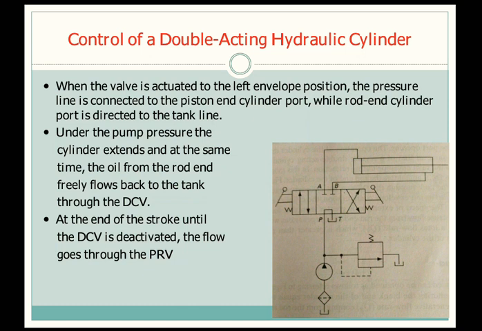Under the pump pressure the cylinder extends, and at the same time the oil from the rod end freely flows back to the tank through the DCV. If there is any oil present in the rod end, it will be moved back to the tank through the directional control valve. At the end of the stroke, until the DCV is deactivated, the flow goes through the pressure relief valve. During this stroke the piston extends completely, and any oil present in the rod end is moved back to the tank through points B and T.